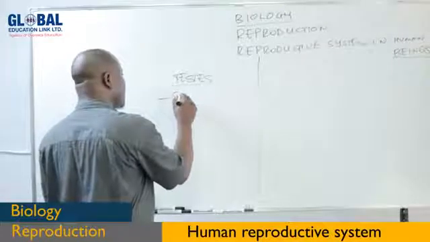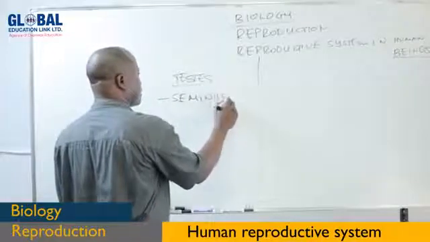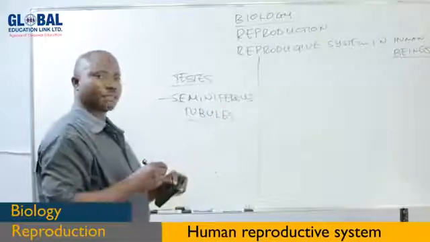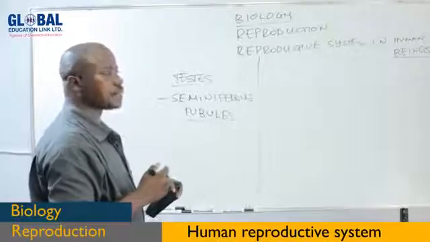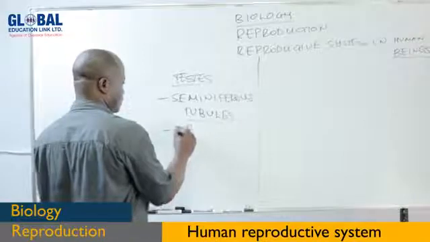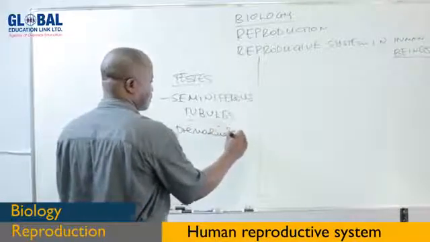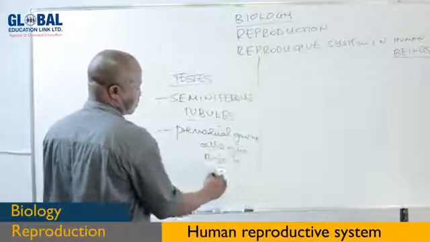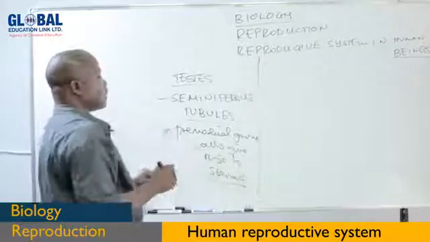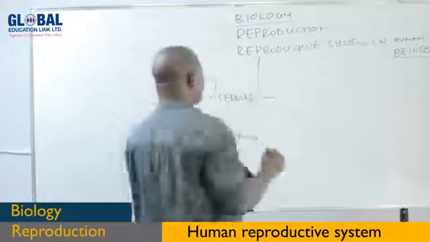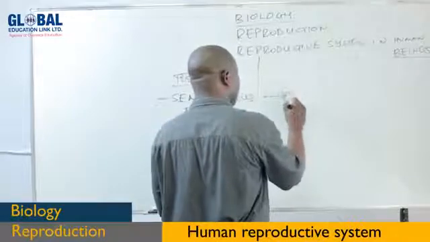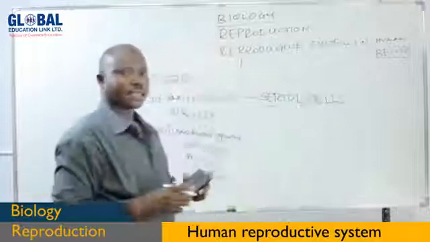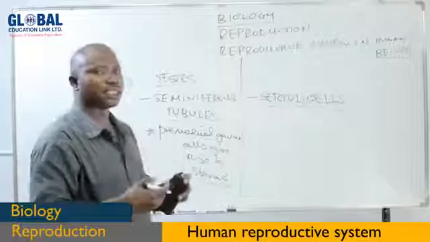There are seminiferous tubuli. The seminiferous tubuli consist of a large number of primordial germ cells that give rise to sperms. But also, inside the testis, there are Sertoli cells. The function of Sertoli cells is to nourish the spermatozoa.